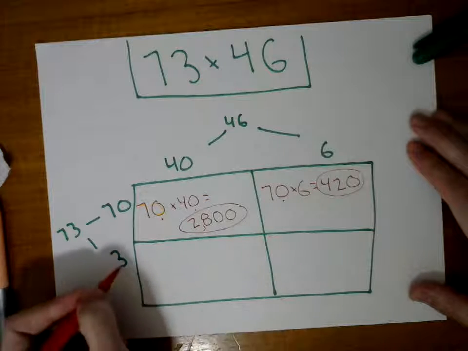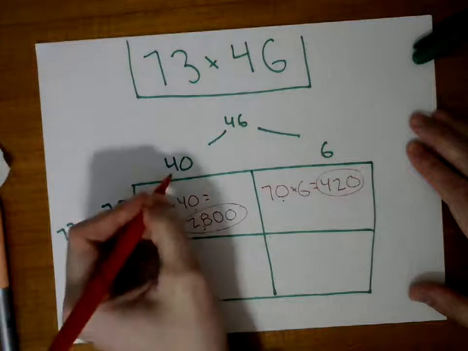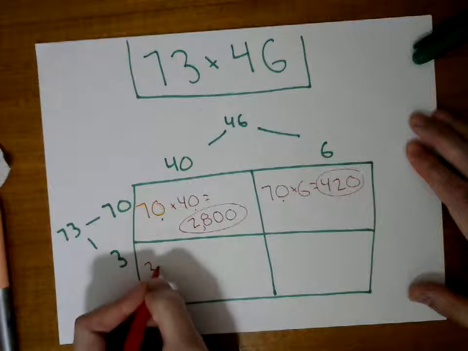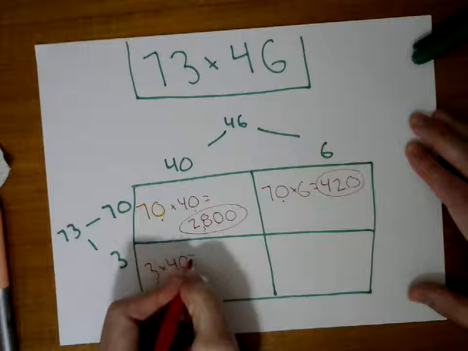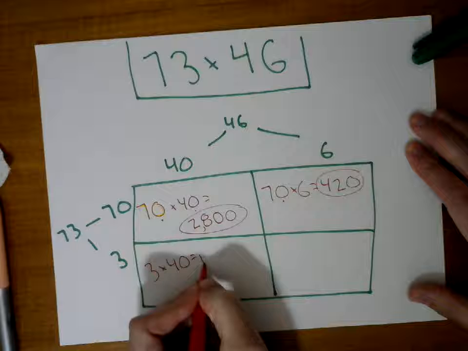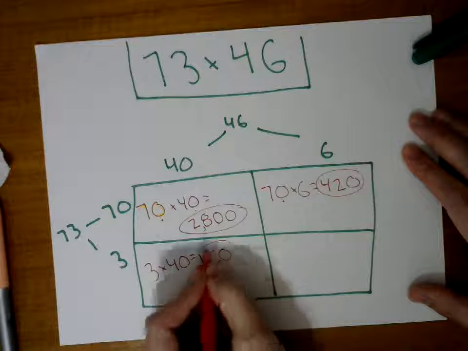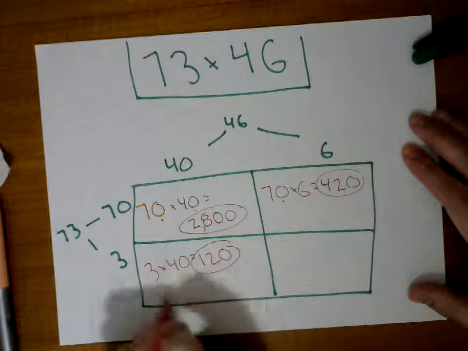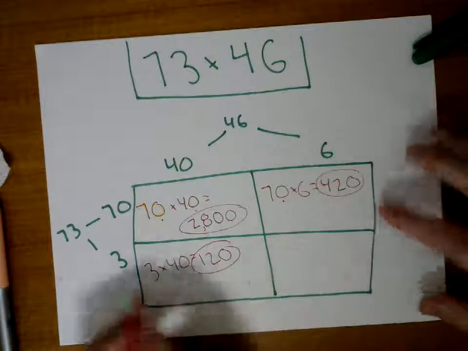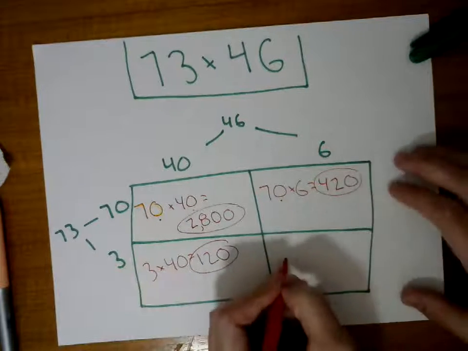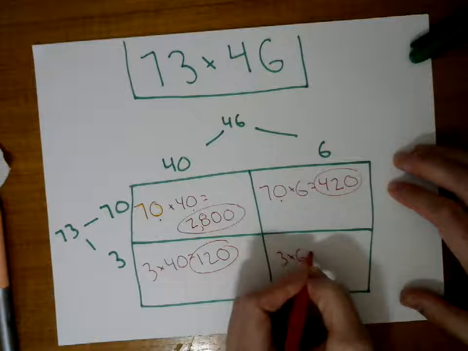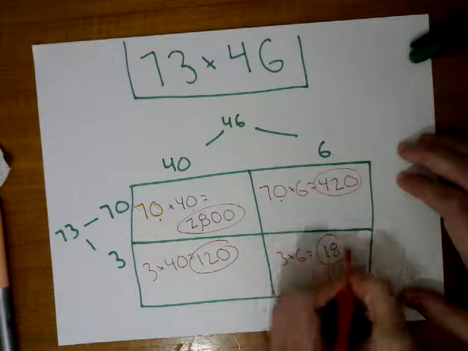Now this section, it has 3 rows and 40 columns, so 3 rows of 40. 3 times 4 is 12, but this is 4 tens, so it should be 12 tens, 120. 120 little squares in this section. And in this section here, 3 rows times 6 columns. 3 rows of 6 is 18.